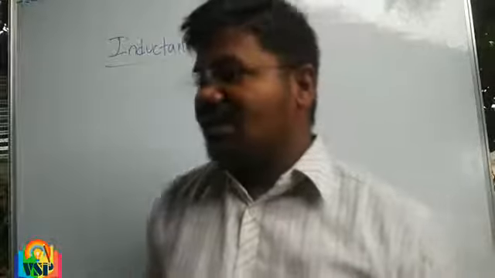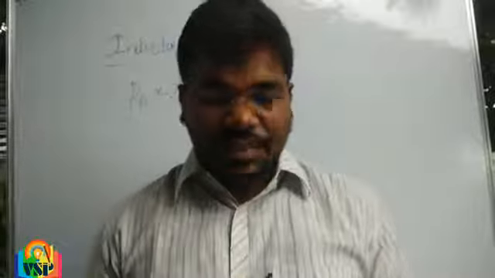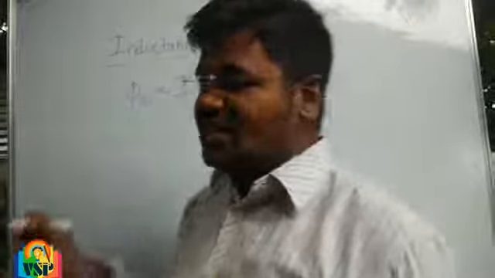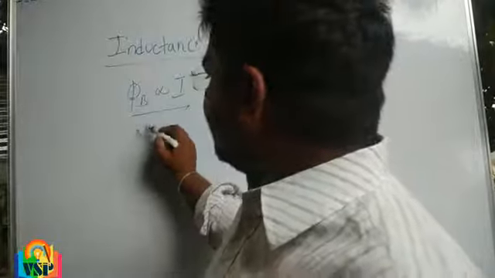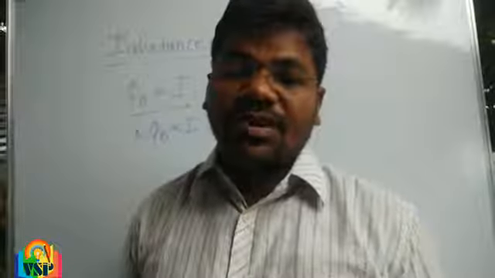Inductance. Whenever we send current through a solenoid, the magnetic flux is directly proportional to the current flowing through the solenoid. If the number of turns increases, N phi B is directly proportional to I.